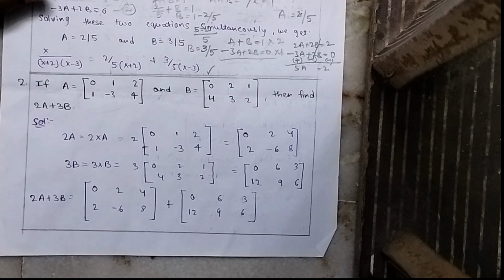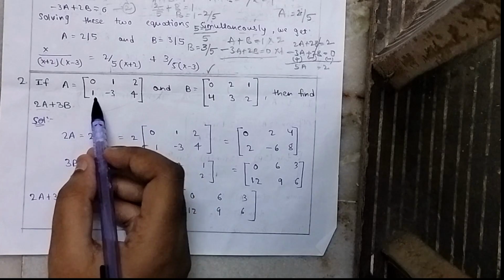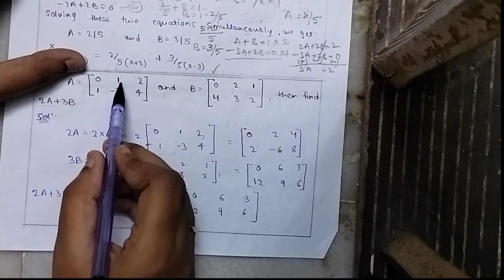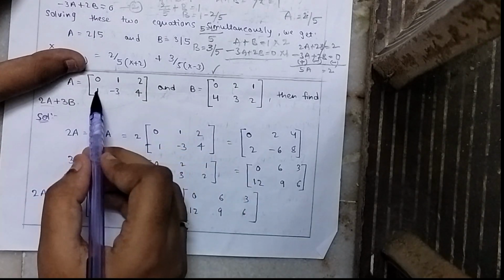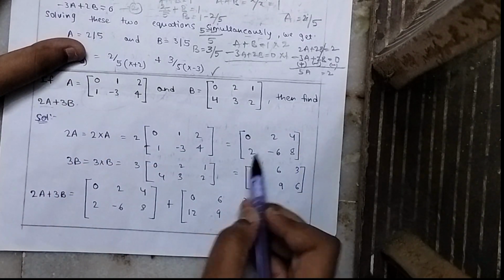Next one, second one: if A equals the matrix 0 1 2, 1 minus 3 4 and B equals the matrix 0 2 1, 4 3 2, then find 2A plus 3B. So now first one, 2A, multiplying A matrix with 2. So 2 into 0, 2 into 1, 2 into 2, 2 into 1, 2 into minus 3, 2 into 4. So the value is 0 2 4, 2 minus 6 8.